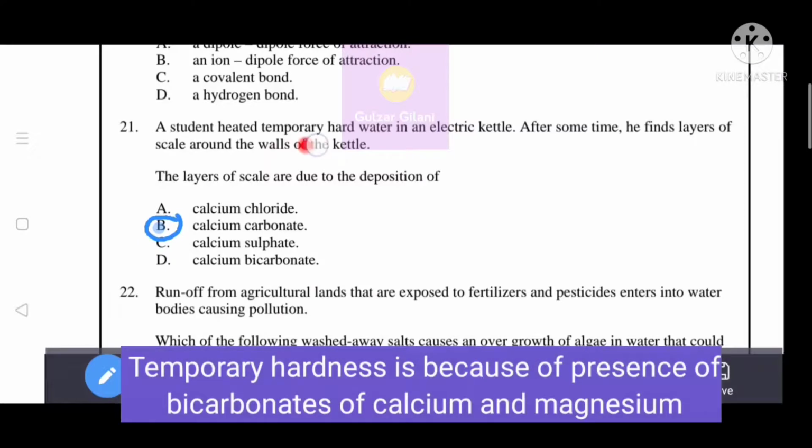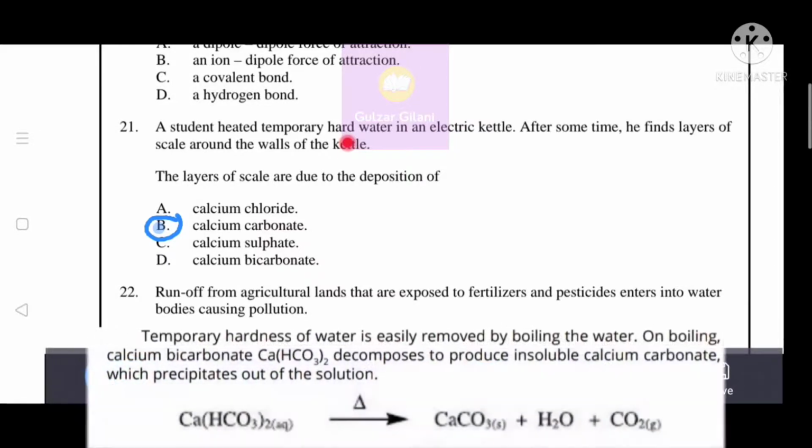As you know, temporary hardness is because of the presence of bicarbonates of calcium and magnesium. Temporary hardness of water is easily removed by boiling water. On boiling, calcium bicarbonate decomposes to produce insoluble calcium carbonate which precipitates out of the solution.